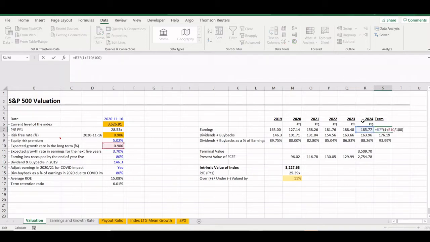And a terminal year is basically the 2024 level earnings grown at, in this case, our term growth rate, which is 0.9%.